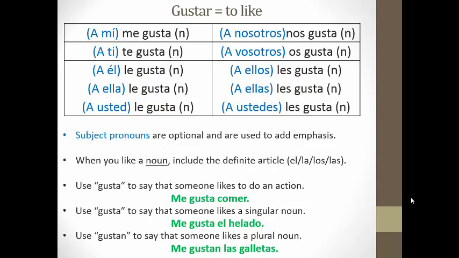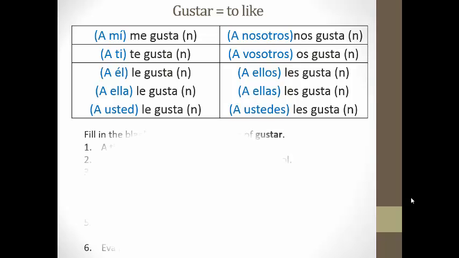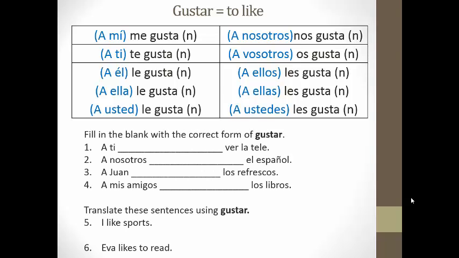Okay, hopefully that refreshed your memory on gustar. Let's do a few practice questions. I left the chart up there for your convenience, so you don't need to flip back and forth. Okay, we'll work through number 1 together. I'll get you started on number 5, and then I want you to pause. Number 1 says, our directions, fill in the blank with the correct form of gustar. 1, you like to watch TV. Okay, so which one of these would we use for you like to watch TV? Hopefully you quickly went to te gusta, but would it be te gusta or te gustan? To watch TV is singular, it's an action, so you need the singular version, te gusta.